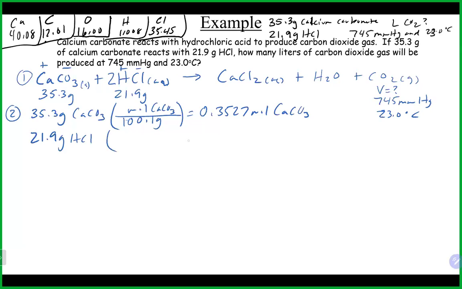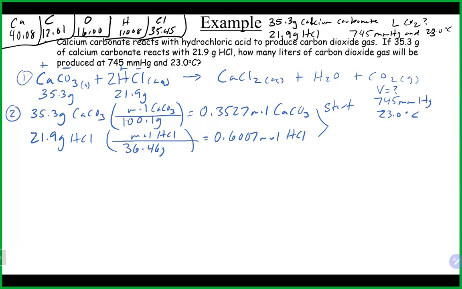We'll do the same thing for our other reactant, which is the HCl, 21.9 grams of HCl. Once again, go into the periodic table, 1 hydrogen at 1.008 and 1 chlorine at 35.45 gives us 36.46 grams per mole of HCl. And that's going to get us, looks like, 0.6007 moles of HCl. Remember, as we did before, this is really your starting amount of each of these.